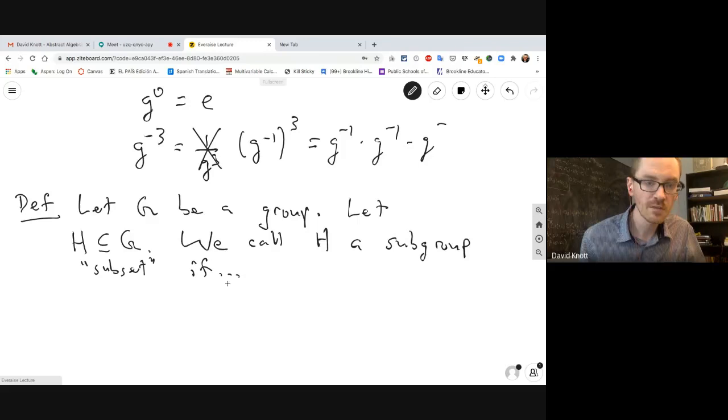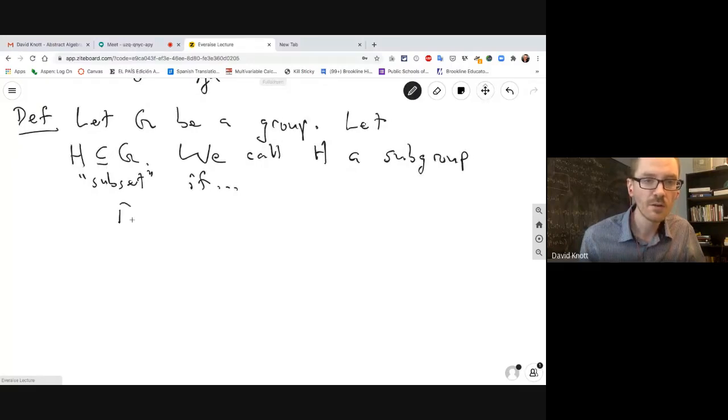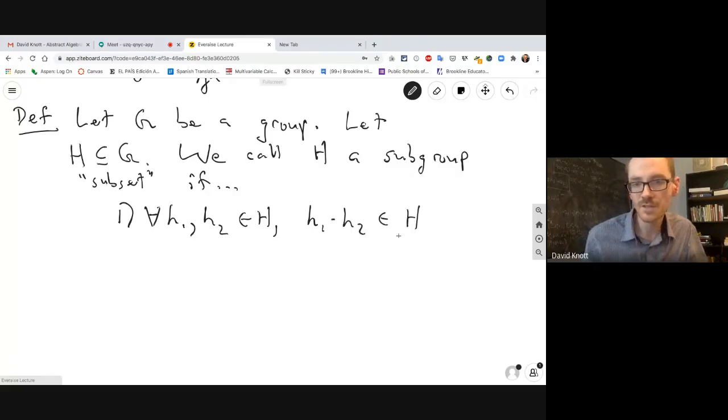if there are some properties that I'm going to list here. So what does it mean to be a subgroup? Writing it in logical notation, it says the following. For all h1 and h2 in H, the product h1 times h2 is also in H. All that's saying is that H is closed under the group operation. You take any two elements in H, smash them together, and the resulting thing will still be within H. That's all that says.